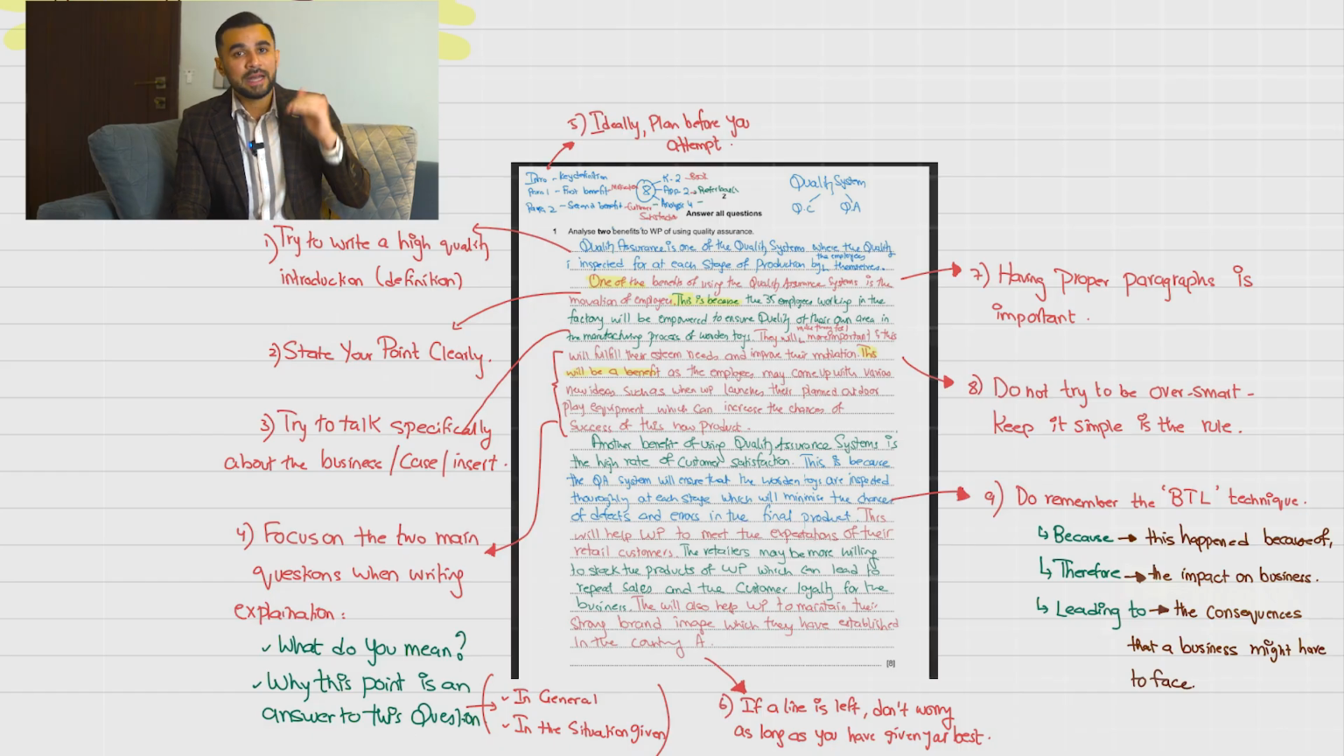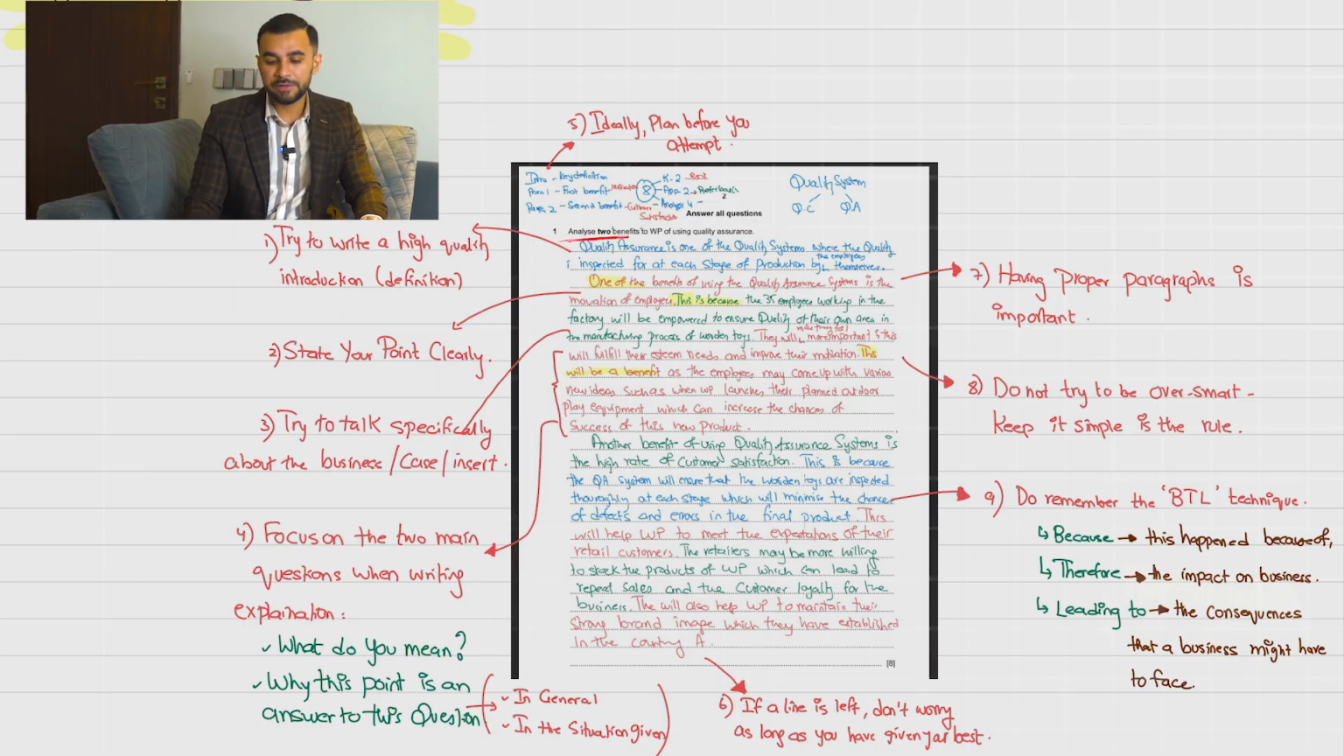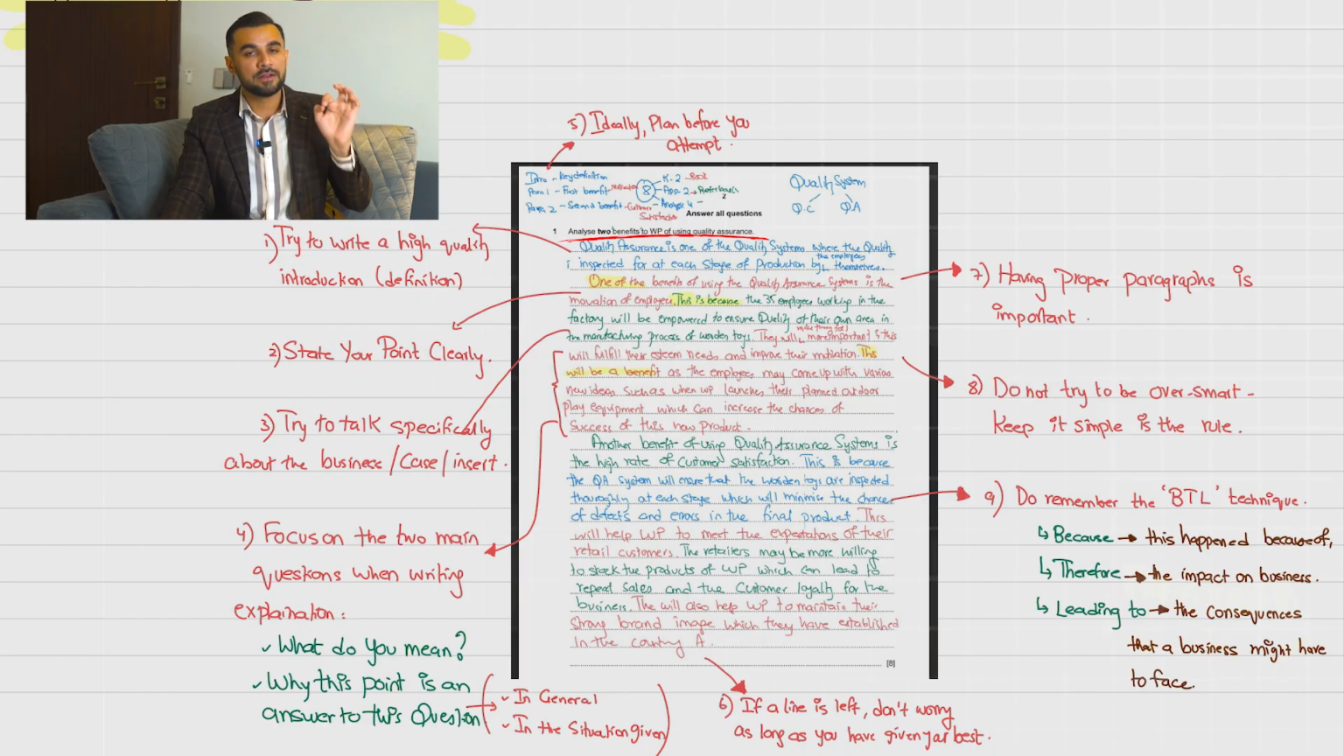So when you are writing an 8 marker question, let's say if you see this question, you don't need to read the case. It's just about how to write answers. This question is: analyze two benefits to WP of using quality assurance. It's always going to ask you 2 points. For 8 marker, it is always going to ask you to analyze 2 points. It could be analyze two benefits, analyze two problems, analyze two reasons, anything but two. And you have to write your answer with an introduction paragraph, and then you have to make two main paragraphs in your answer, and you have to write your answer within this given space only.